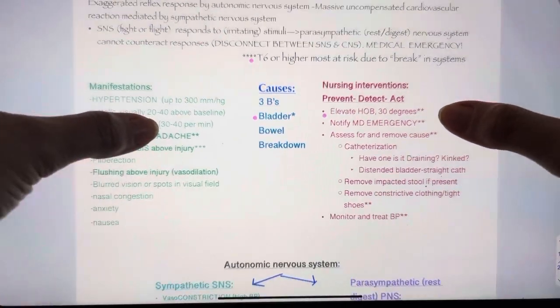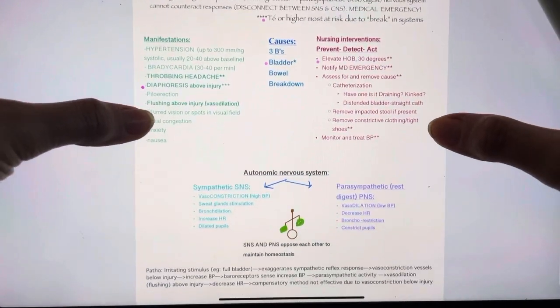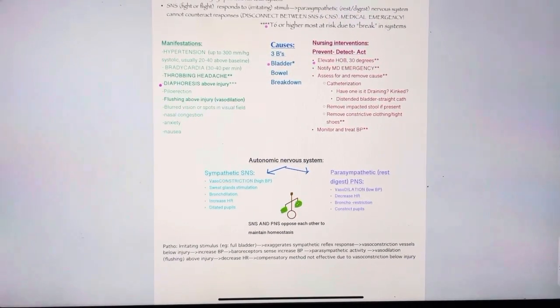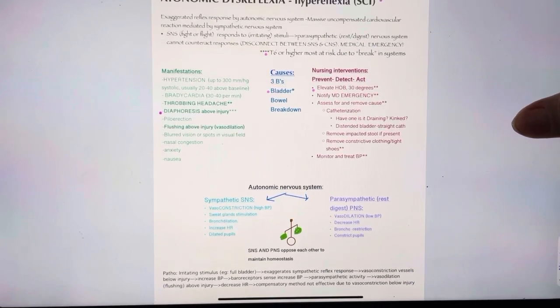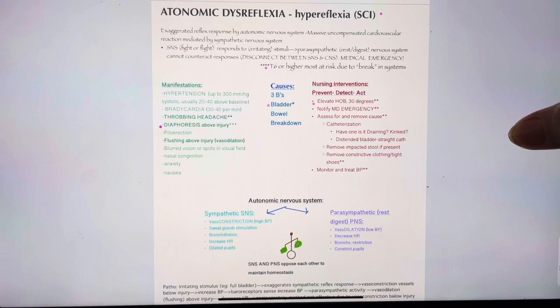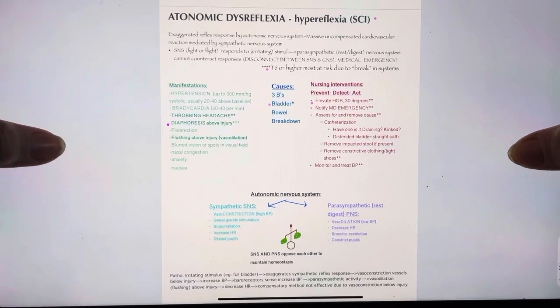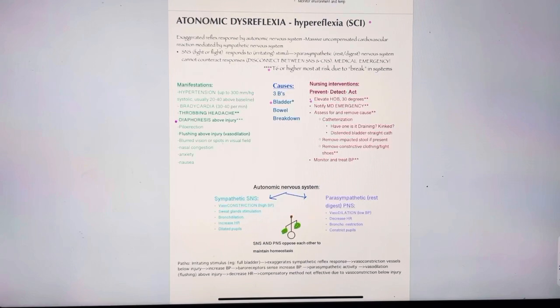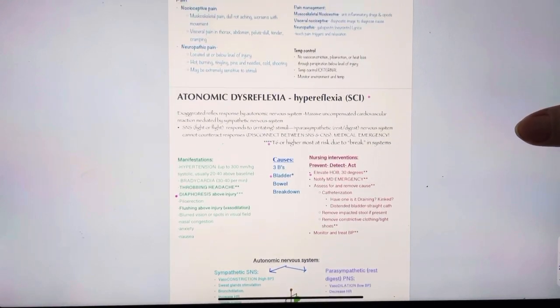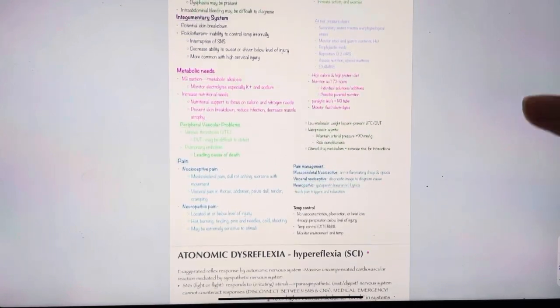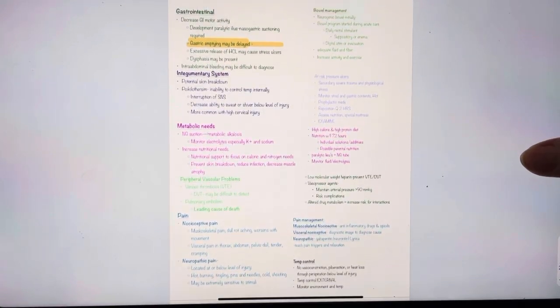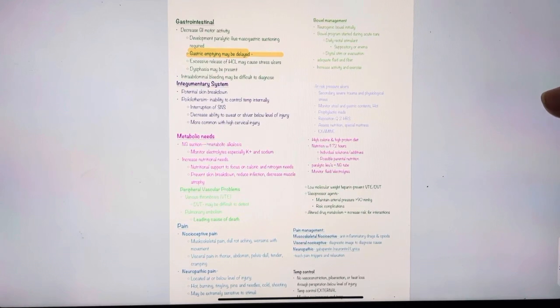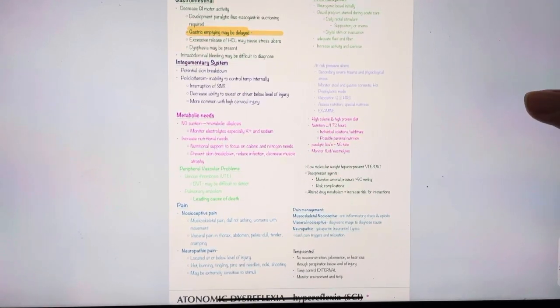So that is the basics of autonomic dysreflexia with these patients. And it is important, again, to monitor for the 3 B's for these patients, which is why you would keep them on the bowel and bladder schedule as well to help reduce the risk for autonomic dysreflexia and help the patients be aware of the early manifestations as well as being able to evaluate them as a nurse so you can prevent, detect, and act quickly. Again, this is a medical emergency that needs to be addressed immediately.